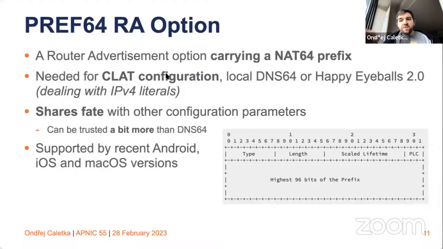So whenever the net device receives the network configuration, it will also receive its NAT64 prefix information. This option used to be required by previous versions of Apple operating systems in order to activate the CLAT. It's not the case anymore, but chances are that it can happen, because this is a little bit more trusted than other ways of discovering a NAT64 prefix.